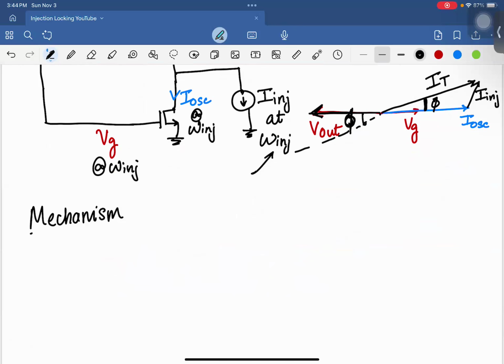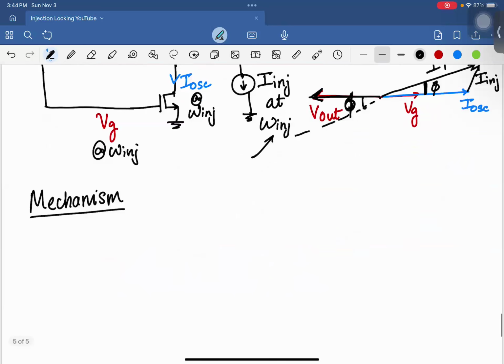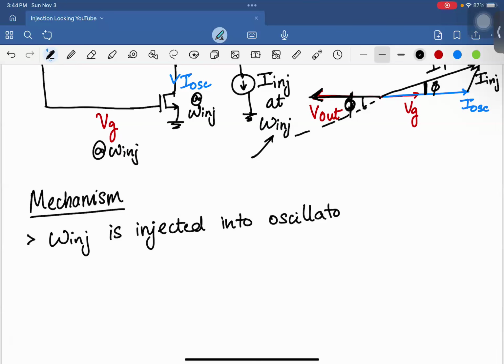The intuitive kind of approach to how this is happening. Okay, so step one was that omega injection is injected into the oscillator. The oscillator was doing its own thing, oscillating at some omega naught, and then you injected omega injection into the oscillator.